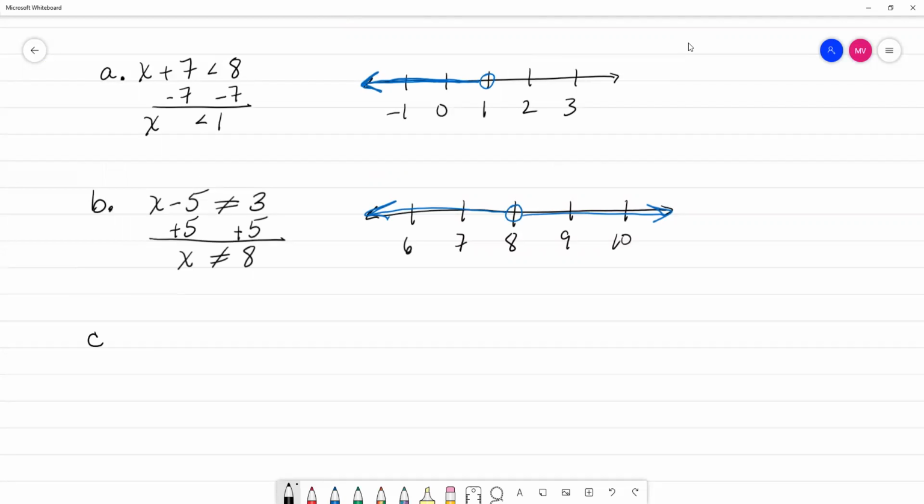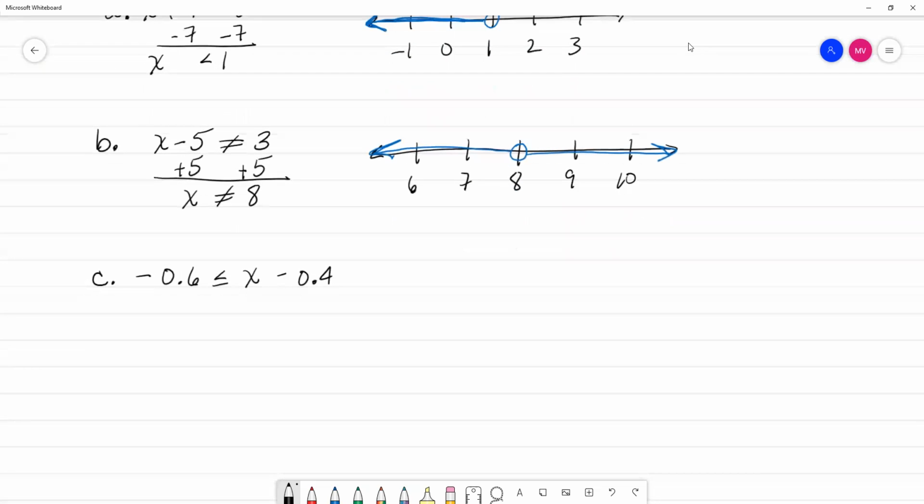All right. We all feel pretty comfortable with this. Makes sense? Okay. Good. X minus 0.4. So to isolate our variable in this case, we're going to add 0.4 to both sides. And so we have x is greater than or equal to, that's a negative 6 plus 4. So that's still negative because 6 is greater than 4, but it's a negative 0.2.